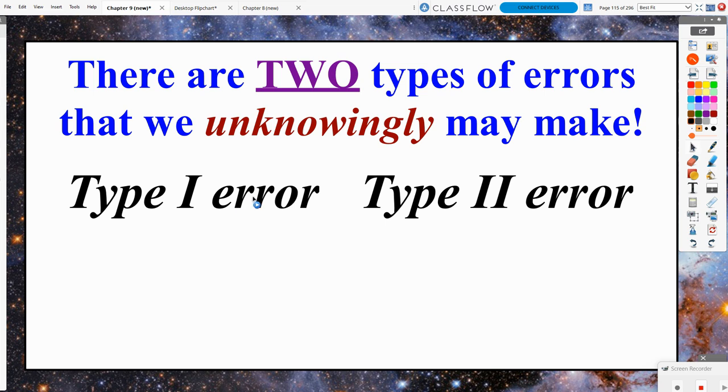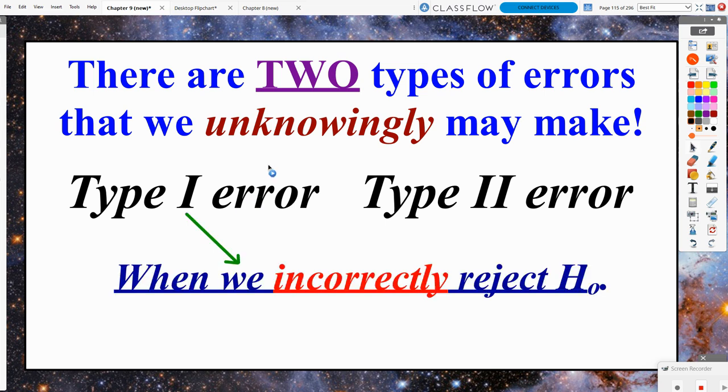And so the first one's just called a type 1 error. And a type 1 error is when we incorrectly reject the null hypothesis, which is what we could have committed in the peanut butter problem, right? Because we rejected the null hypothesis, but maybe there's a chance that we shouldn't have rejected the null hypothesis. So in that problem, we could have made a type 1 error.